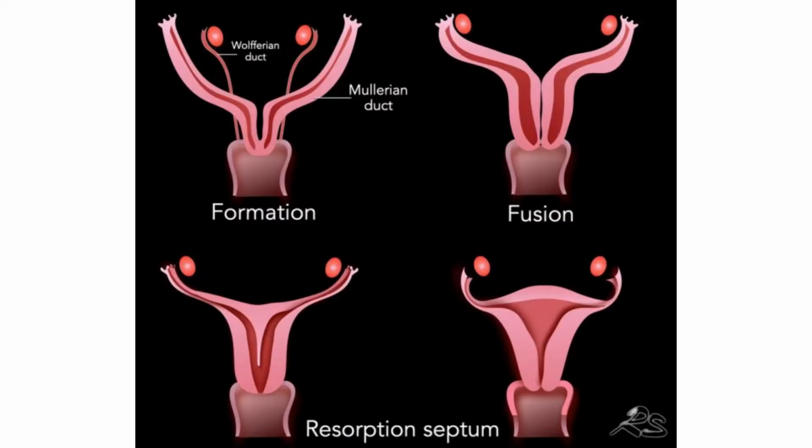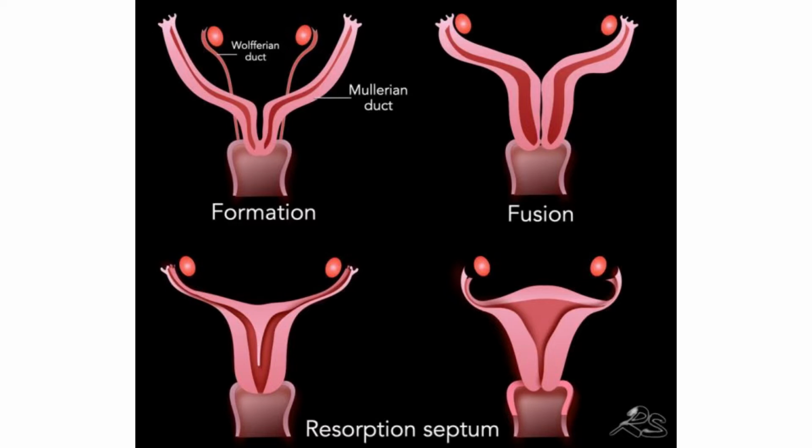Now, onto the steps of the Müllerian duct formation. So the first step is for the Müllerian ducts to form, and here you can see that there's one on each side. After that, the Müllerian ducts fuse together. Now, there can be a problem if they don't fuse completely, if there's a section of them that does not fuse completely.